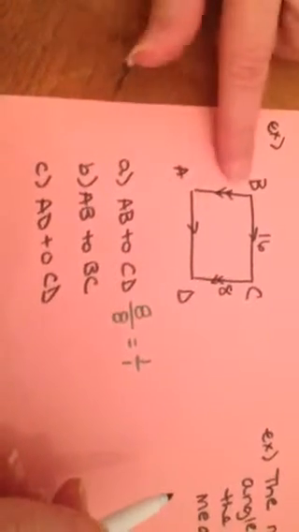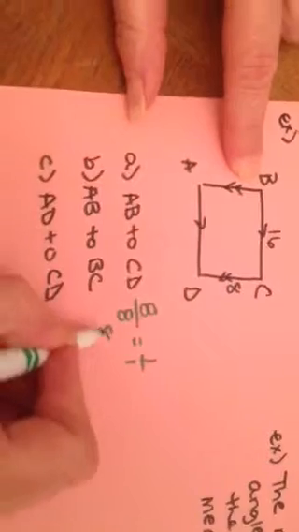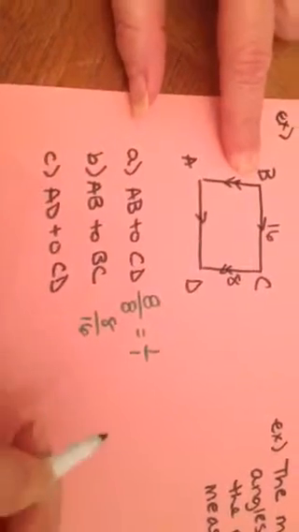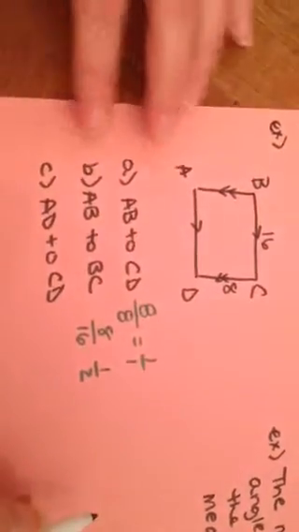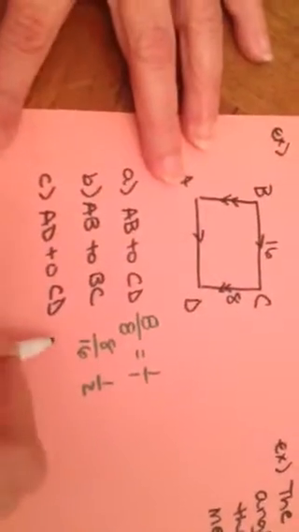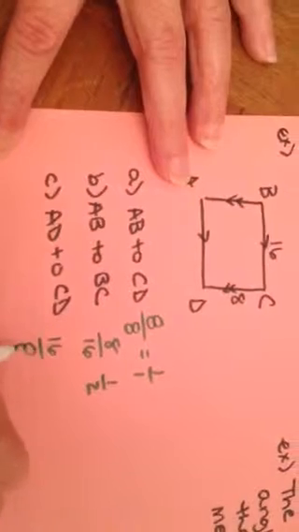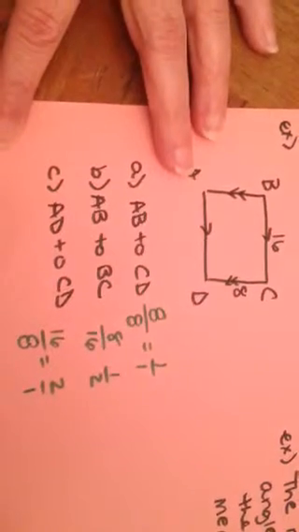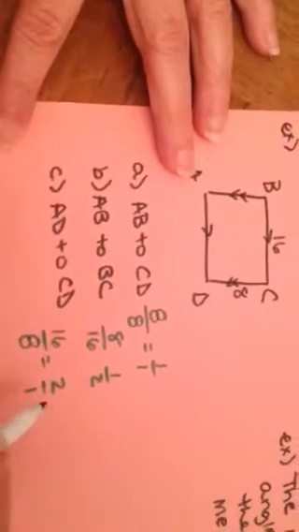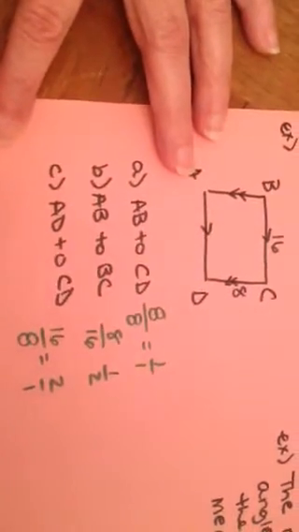All right, so AB to BC would be 8 to 16, which is the same as 1 to 2. And AD to CD would be 16 to 8, which would be 2 to 1. Again, don't change it to a whole number. We need to have two parts in a ratio.